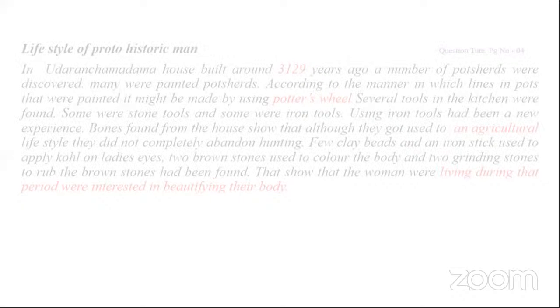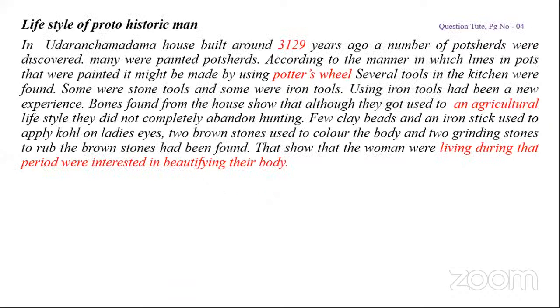The lifestyle. In the Udaranta Madam house, built around 3129 years ago, a number of potsherds were discovered. Many were painted potsherds. According to the manner in which the lines on the painted pots were made, they might have been made using a potter's wheel. I told you, these pots were made with the use of a simple machine known as the potter's wheel. Several tools in the kitchen were found. Some were stone tools and some were iron tools. Using iron tools had been a new experience.